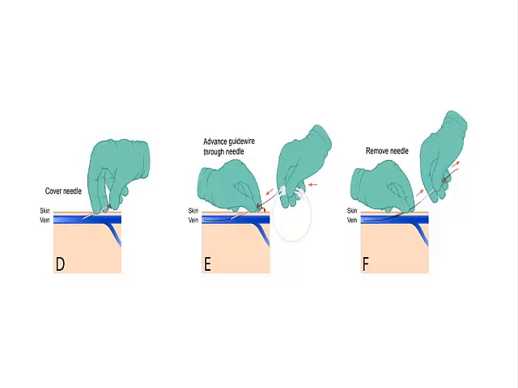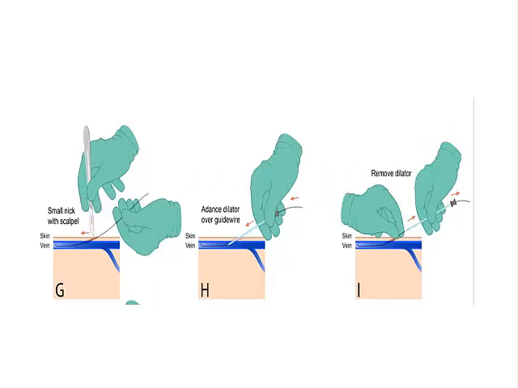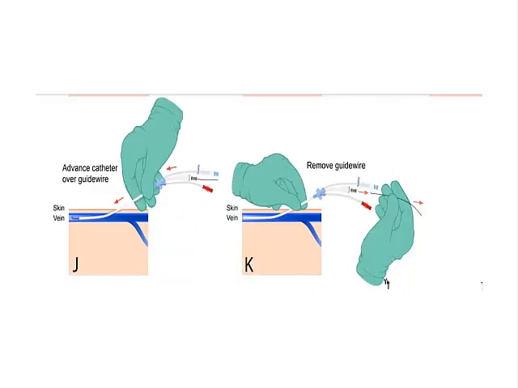Then we will cover the needle to avoid excessive bleeding, and then we will advance the guide wire through the needle, and then we will remove the needle, holding the guide wire. Then we will give a small nick with the help of an 11 number blade at the point where this is entering the skin, and then we will advance our dilator over the guide wire, and then removing the dilator and placing our double lumen catheter over this guide wire, and finally removing the guide wire as well.